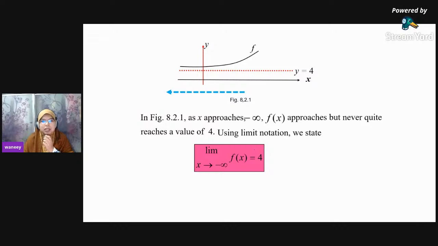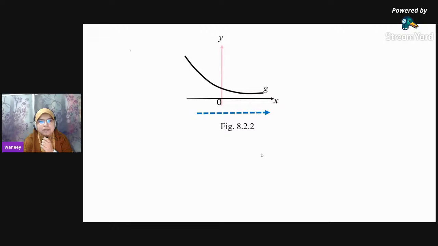Right, so in figure 8.2.1, as x approaches negative infinity, as x goes to the left hand side, it never reaches the value of 4. Using limit notation, we state that the limit as x approaches negative infinity of f(x) is 4, meaning as x goes to the left, the value of y approaches 4. Hence, f(x) has a horizontal asymptote at y equal to 4.